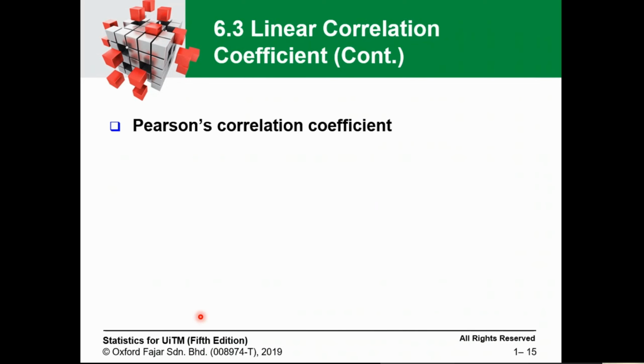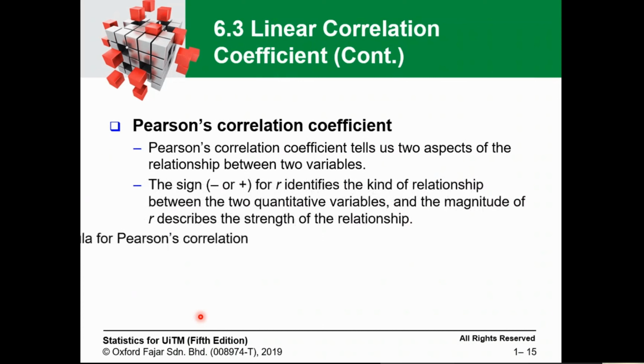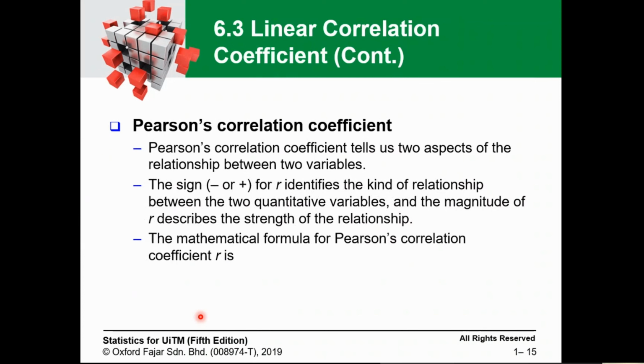Okay, so let's go to the Pearson correlation coefficient. It tells us two aspects of the relation between two variables. There is the sign, plus or minus, for R, which identifies the kind of relation. So if R is plus, it means the relation is positive. If R is minus, the relation is negative.